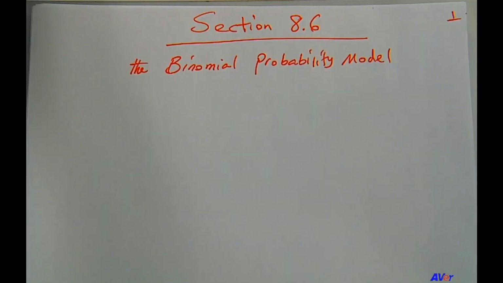Model, which is what we're covering in section 8.6. So the binomial probability model is one of many dozens of different probability models that are used in various fields to analyze various types of data. Each of these probability models has a set of assumptions associated with it, which determine whether you can use that particular probability model with a set of data that you have.